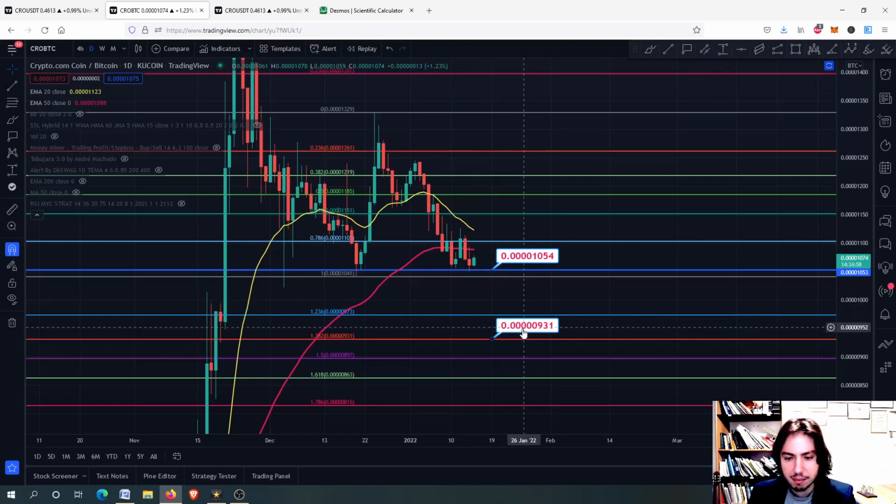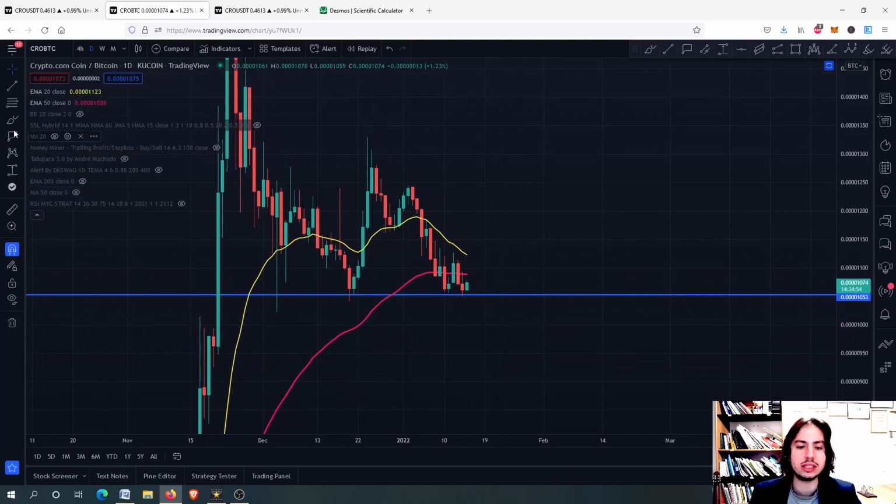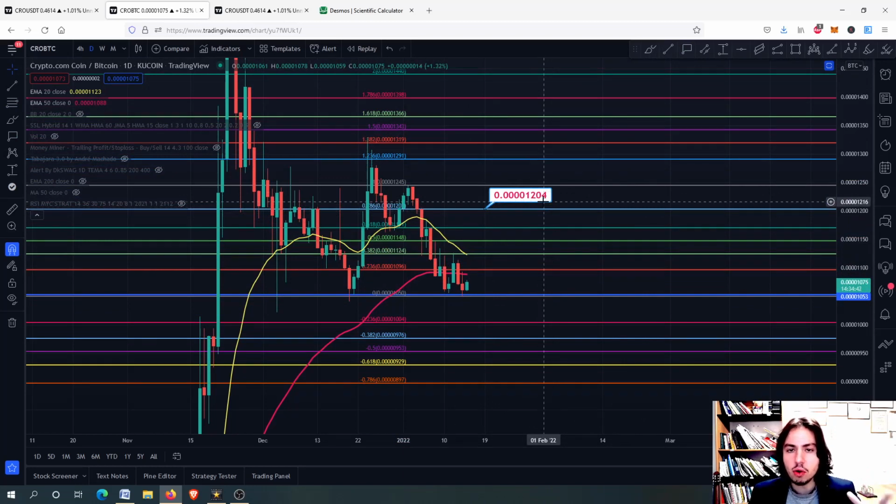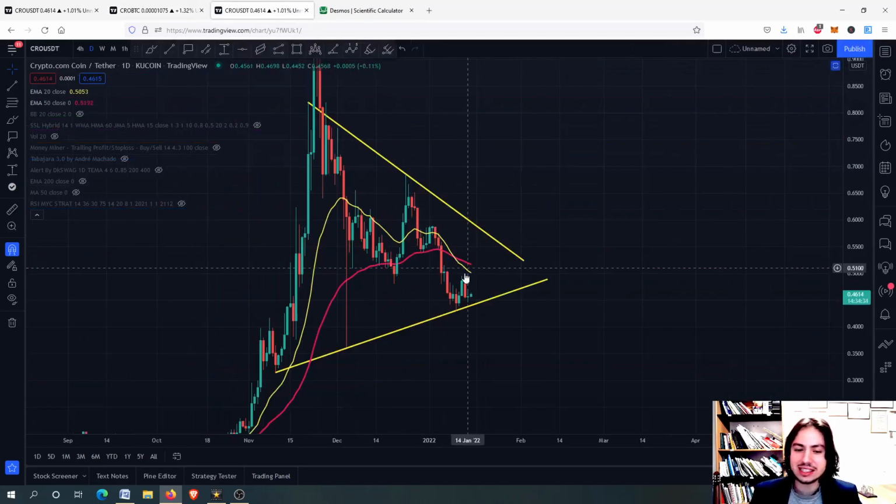But if we can manage to stay in this line, then what are the next price targets for CRO? The next price targets for me would be even to go towards the 0.401204. That means we can even go further upwards for CRO against USDT as well. And let's dive into the depths of the price analysis right there for CRO against USDT.